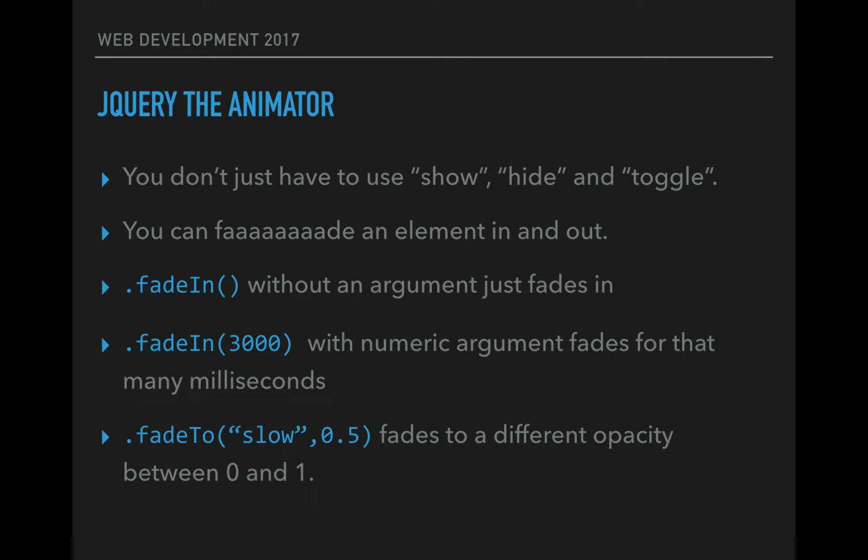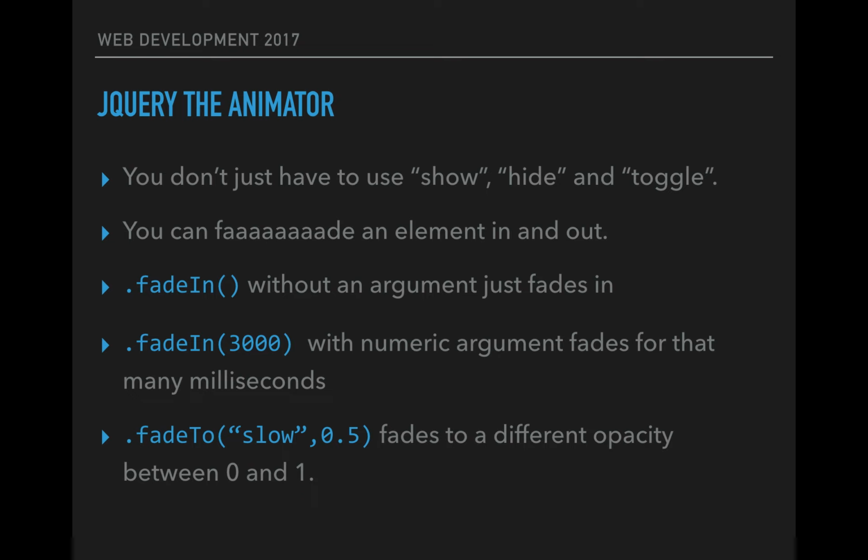Fade in without an argument will simply make the image fade in kind of slowly. I should have looked up the milliseconds, but I didn't. But it will make the image fade in slowly rather than just suddenly appearing. You can have more control over it. You can say that you want it to fade in for a certain number of milliseconds. If you give it a numeric argument, then jQuery will make that element fade in over that period of time.